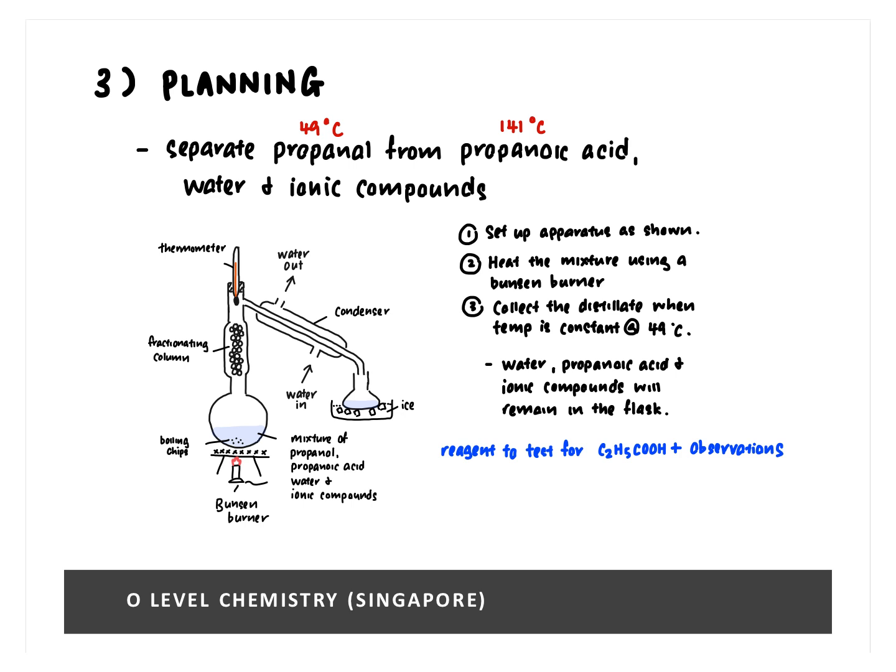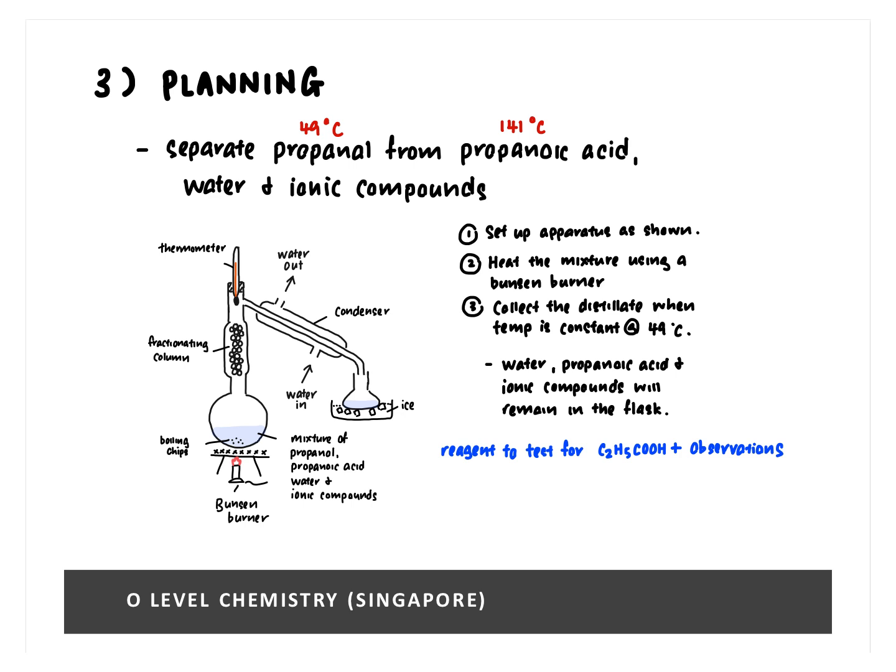So the procedure probably goes something like this. You set up the apparatus as shown. You heat the mixture using a Bunsen burner or Bunsen flame, and then you collect the distillate when the temperature shown on the thermometer is constant at 49 degrees Celsius.